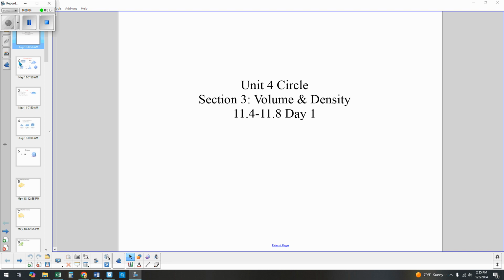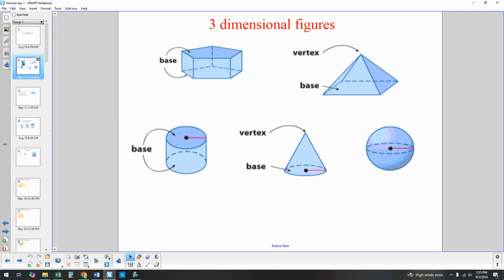This is our first day of lessons 11.4 through 11.8. We're going to be talking about volume. So three-dimensional figures are what we call solids. So we have our 5 different kinds of solids here.